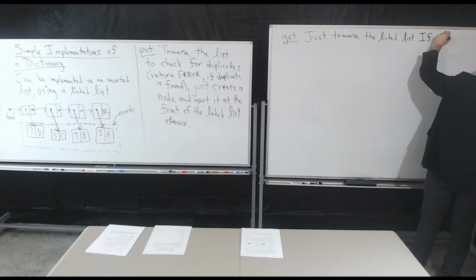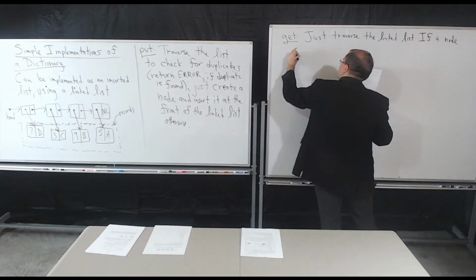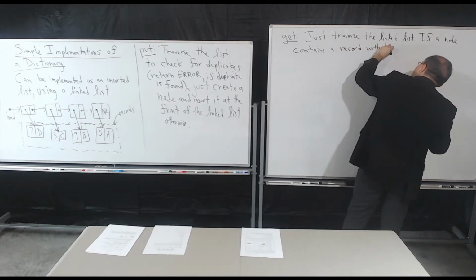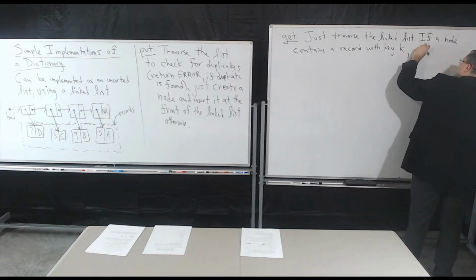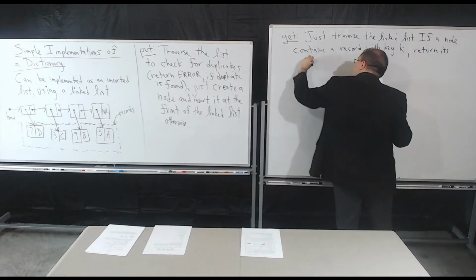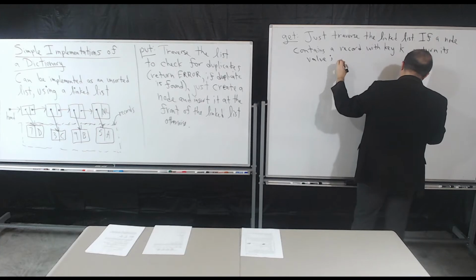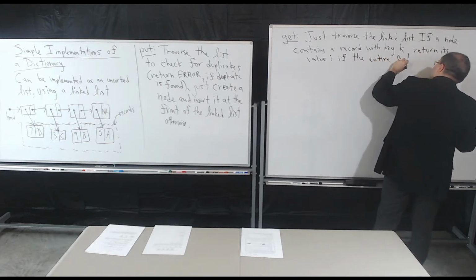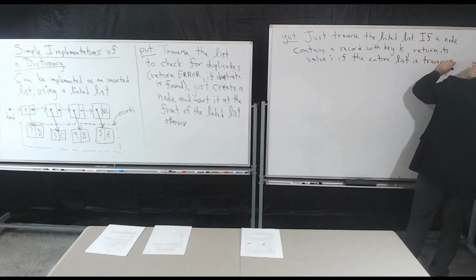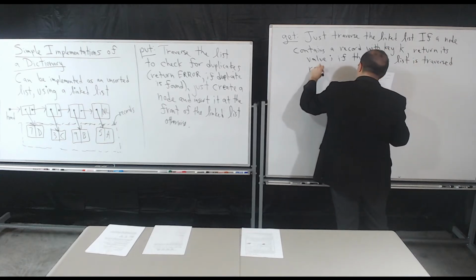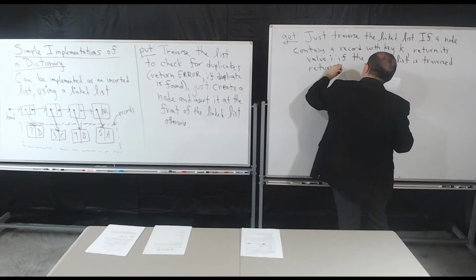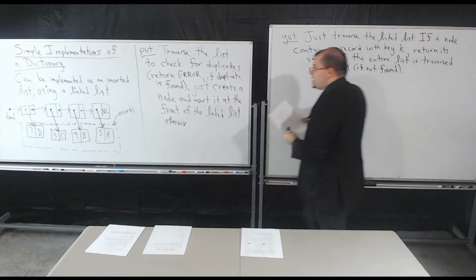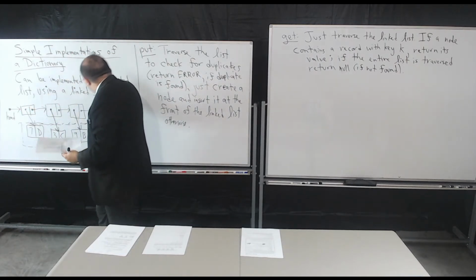If a node contains a record with key K, return its value. If the entire list is traversed, return null, if not found, right? That seems quite natural, right? All I do is I just go through each one of the nodes, start up here, go one by one until I find it.